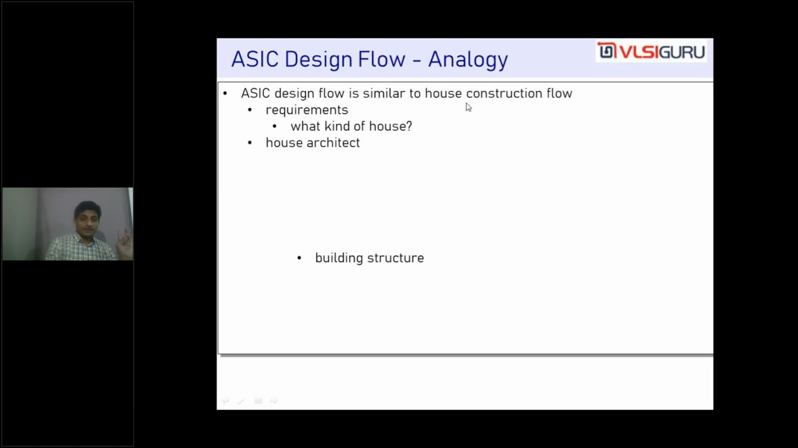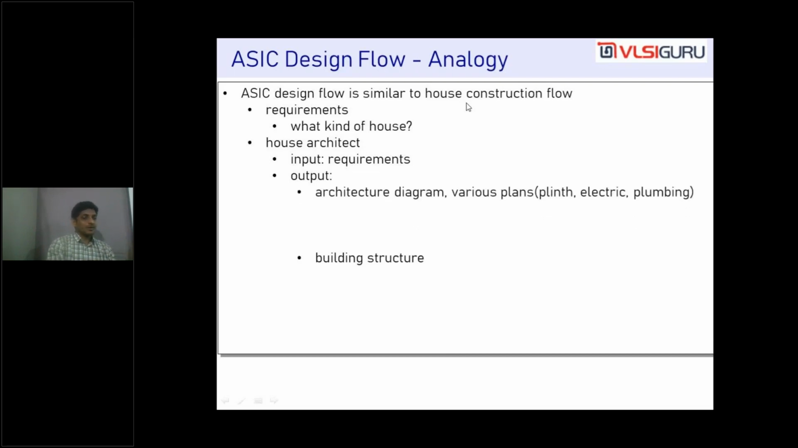Okay. Input for him is what? Requirements. What does he give as an output? He'll give the architecture diagram. What else does he give? Everything: beam structure, plinth structure, column structures, slab structures, the electrical diagrams, the plumbing diagram, everything he will give, right? Architecture diagram, various plans he will give. Once you have the plan, whom do you go to?